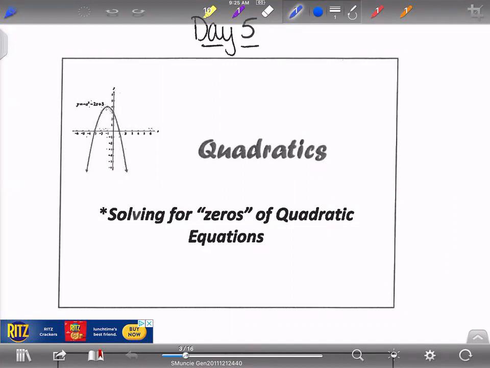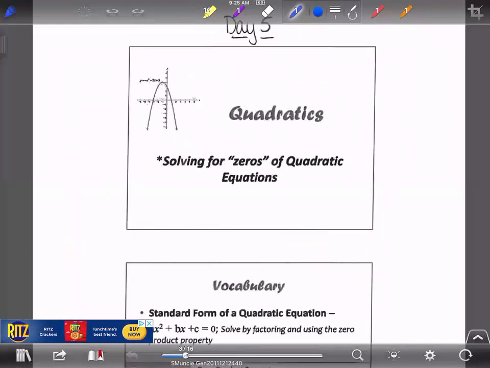Yep, that's it. All right, so for today, we're going to look at solving for zeros of quadratic equations. Then we're going to get into some inequalities. The first part should be pretty easy. Tends to be one of the easier lessons of the term.